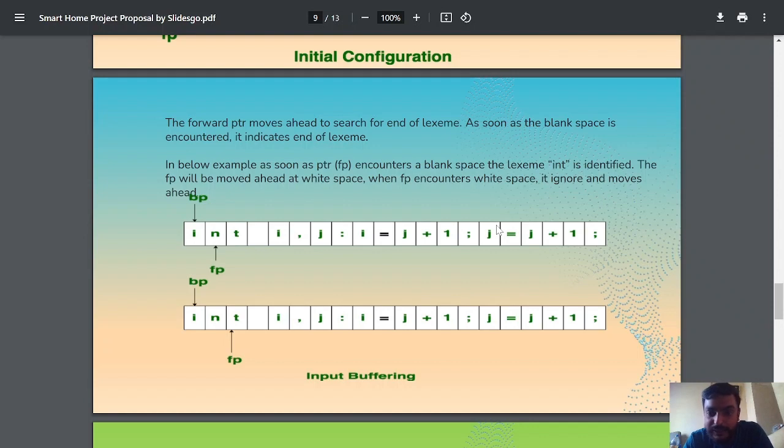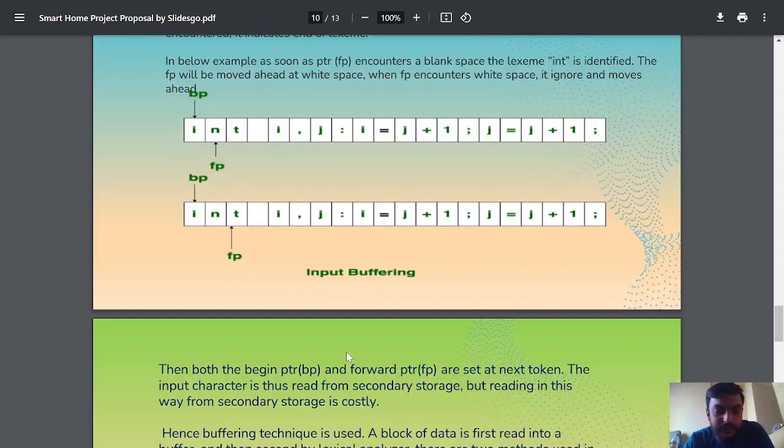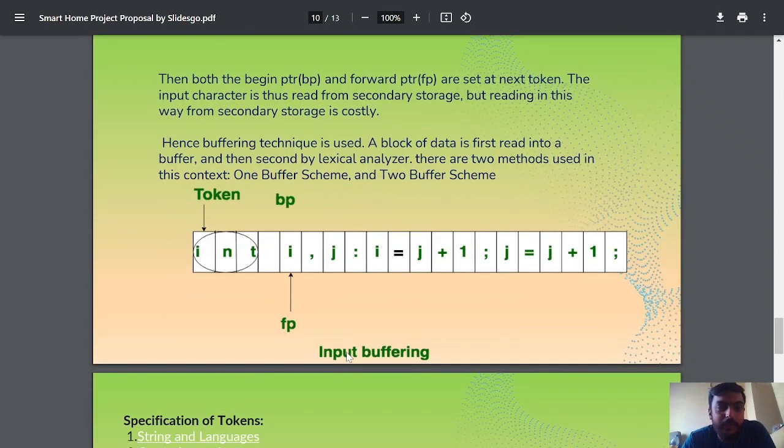The FP will be moved ahead at white space. When FP encounters white space, it ignores it and moves ahead. These are the figures. Then both the beginning pointer BP and forward pointer FP are set at the next token.